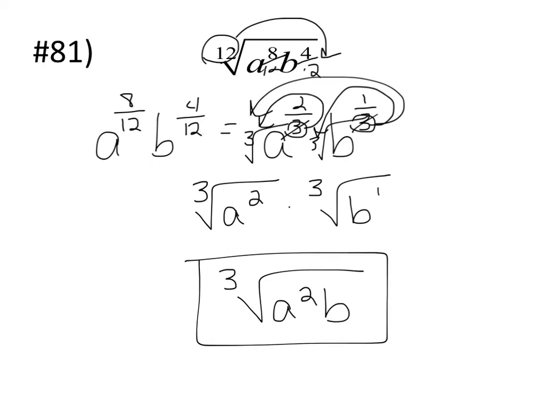Alright, if you want to skip this step here and you see that they're both 3 and just pull it out front, you're welcome to do that.